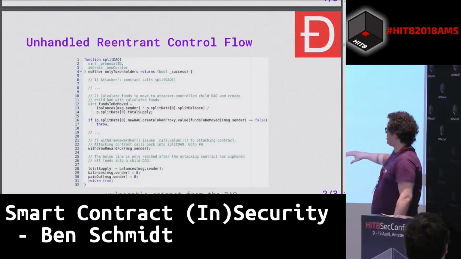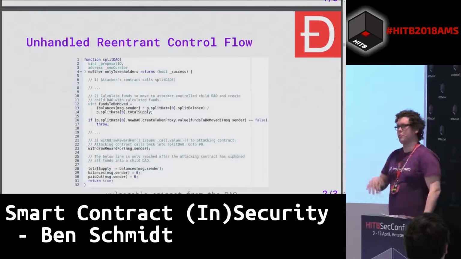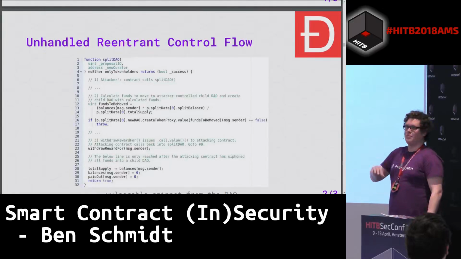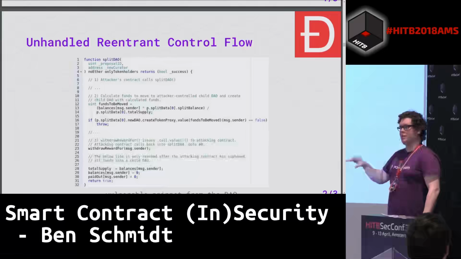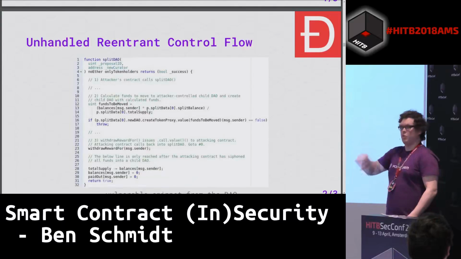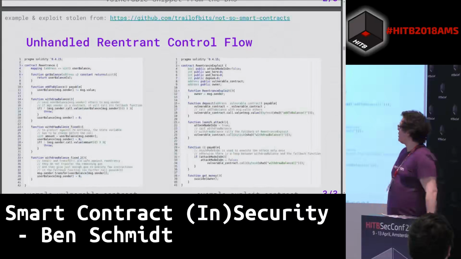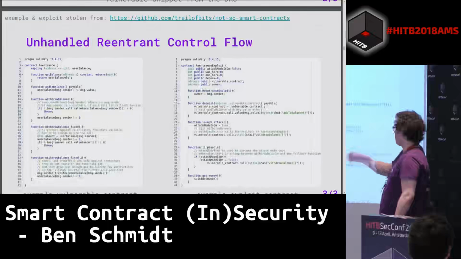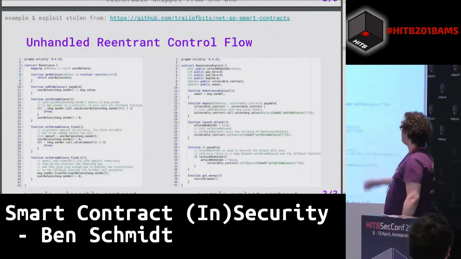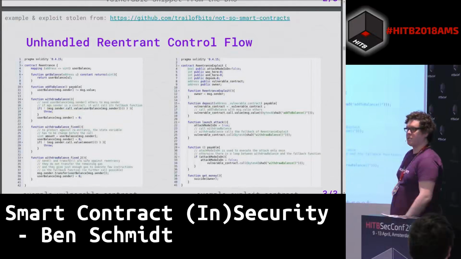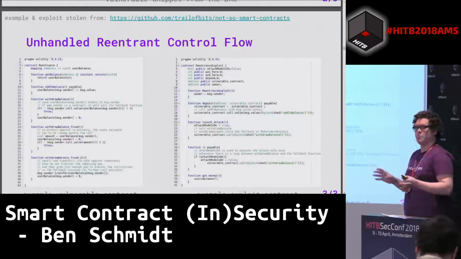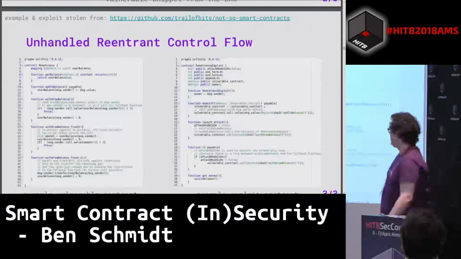And the problem is that the rewards being logged, so the amount that was withdrawn from the contract, was updated after the actual call into the attacker's contract, which allowed them to basically recursively dump funds from this contract. There's also a simpler example than that, and this is taken from Trail of Bits' Not So Smart Contracts repository, which is really neat if you guys are interested in some simple examples of how these things work.